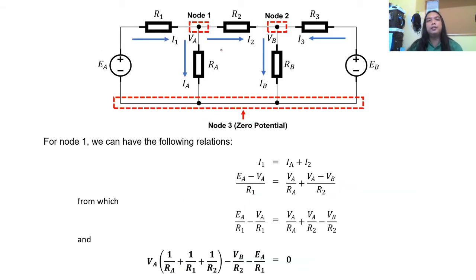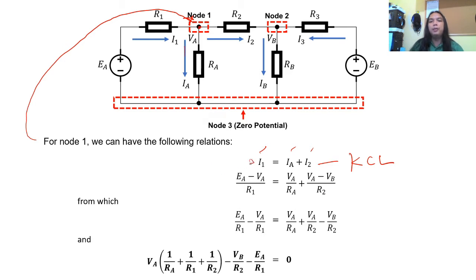Now, to find the equations, we will first focus on node 1. Using Kirchhoff's current law, we get the relationship I1 equals IA plus I2, in which the current entering the node is equal to the current leaving the node. And I1 is equivalent to the voltage source A minus the voltage at load RA, divided by R1.